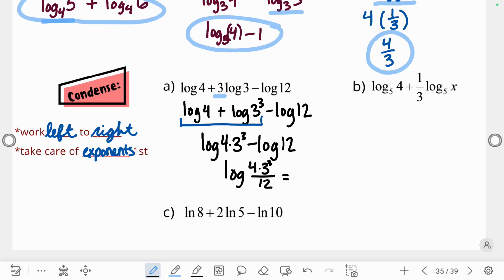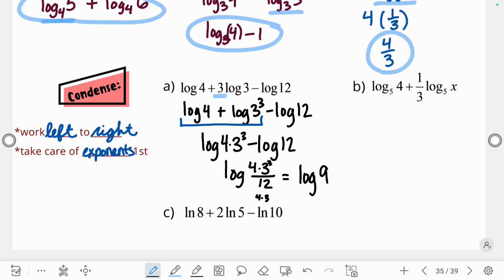We know what 3 cubed is. We know what 4 divided by 12 can reduce down to. And actually, I would probably think of this 12 as 4 times 3. So I could go ahead and reduce my 4's right there. And I know one of those 3's would reduce, which means I really only have 3 squared. I'm fairly certain that this is going to reduce down to log base 10 of 9, or log of 9.